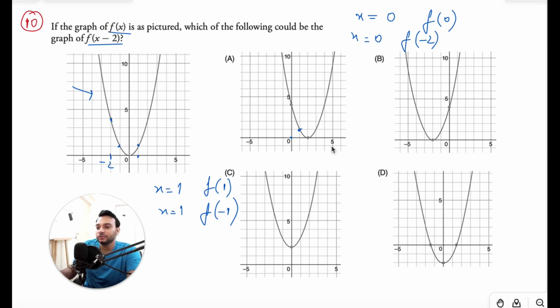Let's go ahead to the next one. So the answer to this is option A. Okay, let's go ahead to the next one.